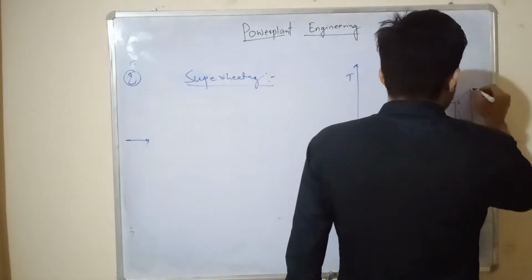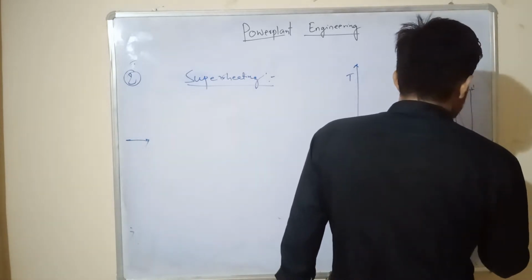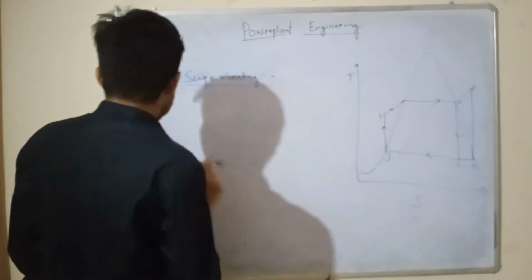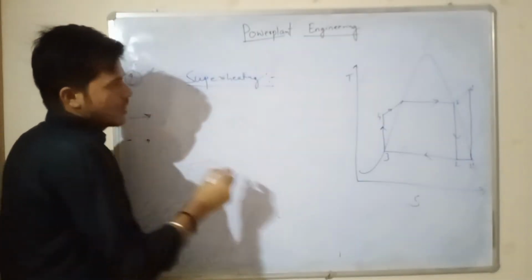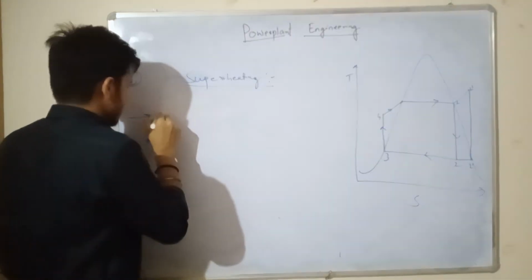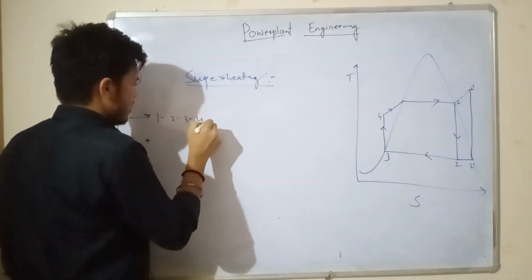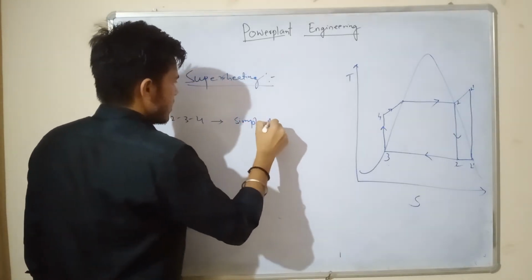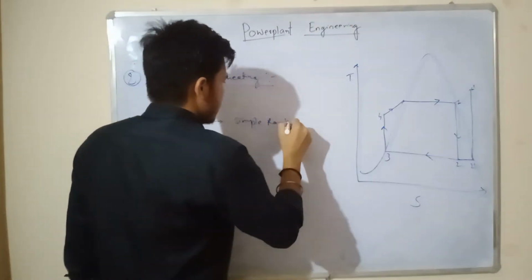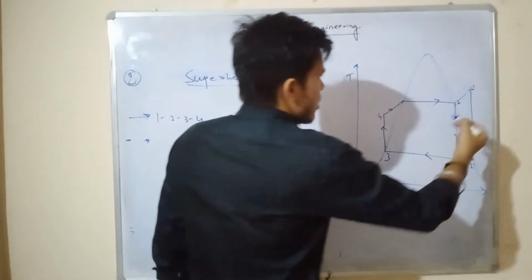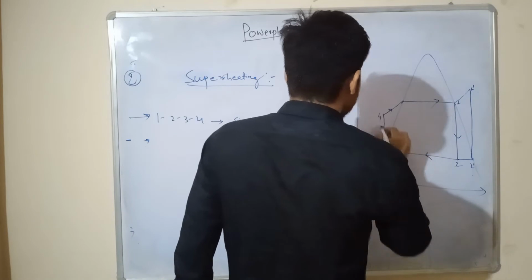This is our 1 dash, this is a 2 dash. Before superheating, let's look here: 1 2 3 4 indicates what? 1 2 3 4 indicates our simple Rankine cycle without superheating. Okay, after superheating, what does the superheating cycle indicate? 1 dash, 2 dash, 3 4.